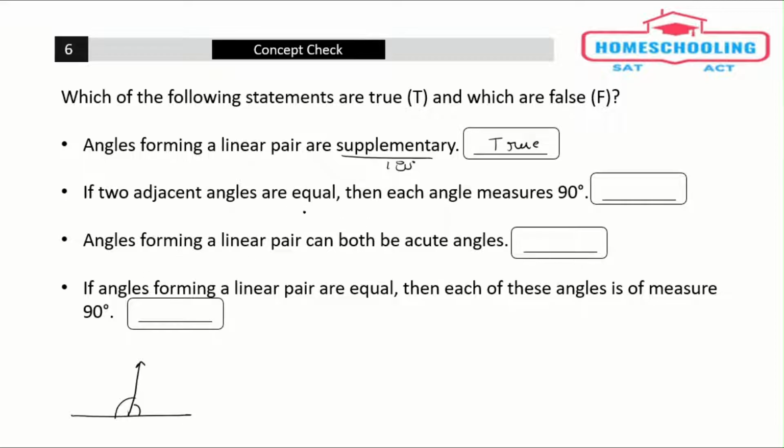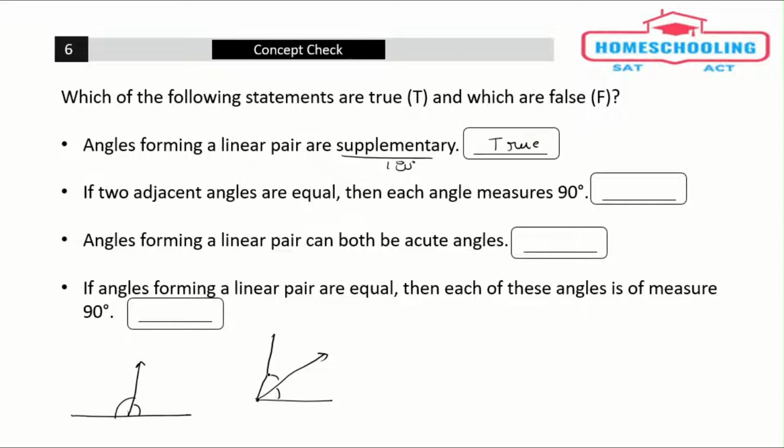If two adjacent angles are equal, so let's say this. In the first part we have read that adjacent angles should have a common vertex and a common arm. So this is a common arm and this is a common vertex, and these two angles are called adjacent angles, as we have read in part 1 of the chapter. In the statement it is given that if two adjacent angles are equal, then each angle measures 90 degrees. It is not always true.